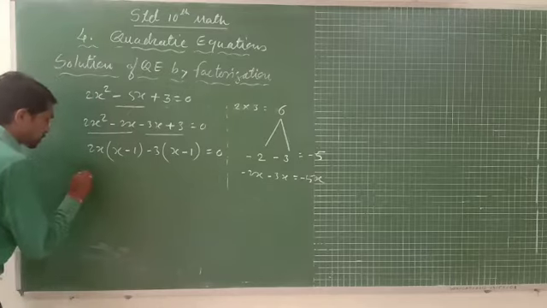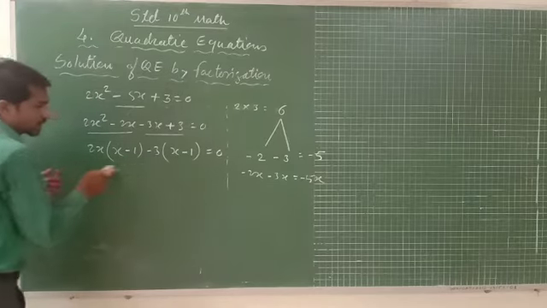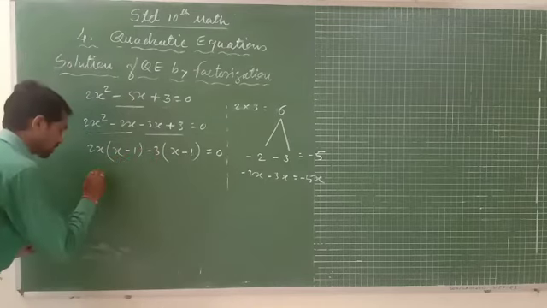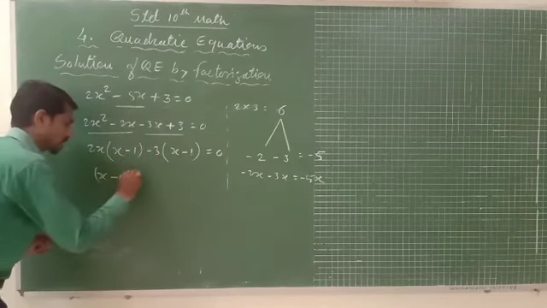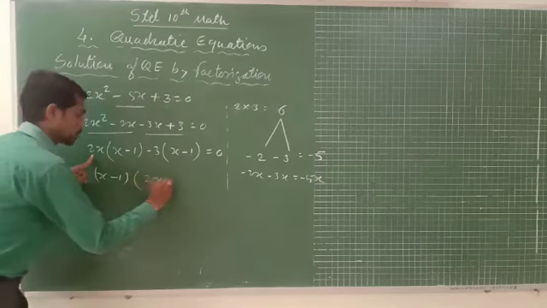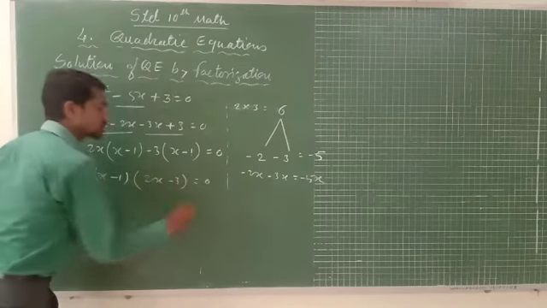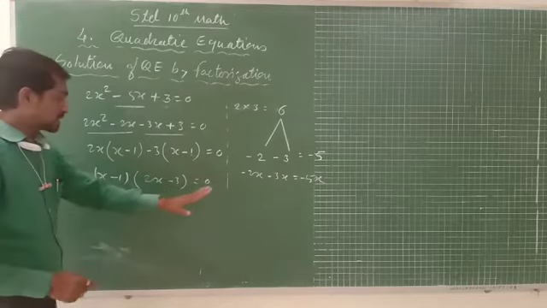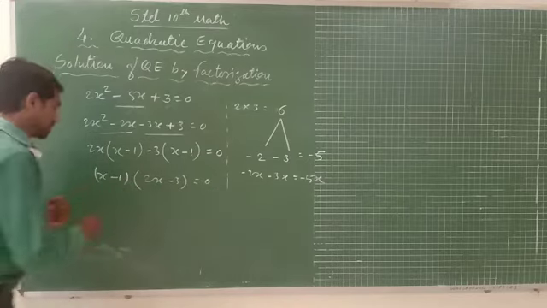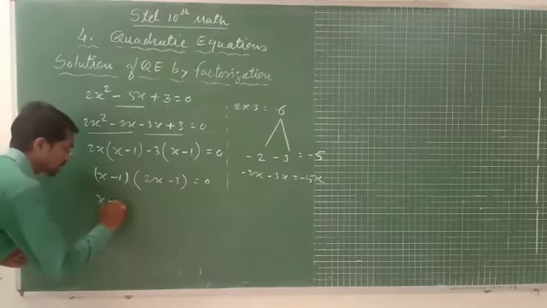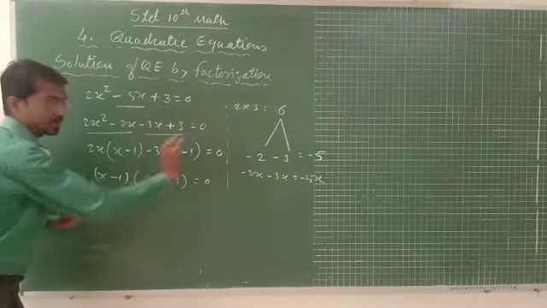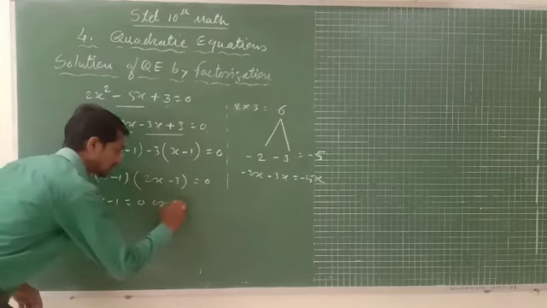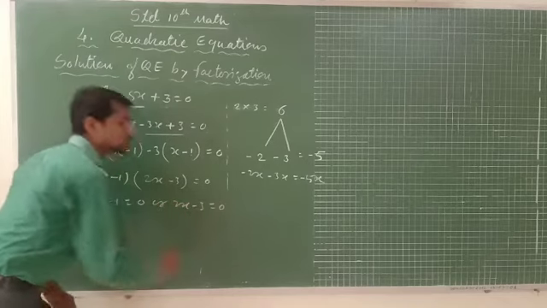Now again, what is common here? These are the two terms. So x minus 1 is common. Take x minus 1 here, another bracket 2x minus 3 is equal to 0. Again, the product of these two brackets is 0. The meaning is that any one is 0. So I take x minus 1 is equal to 0, then the entire equation is satisfied at 0. Or 2x minus 3 is equal to 0.